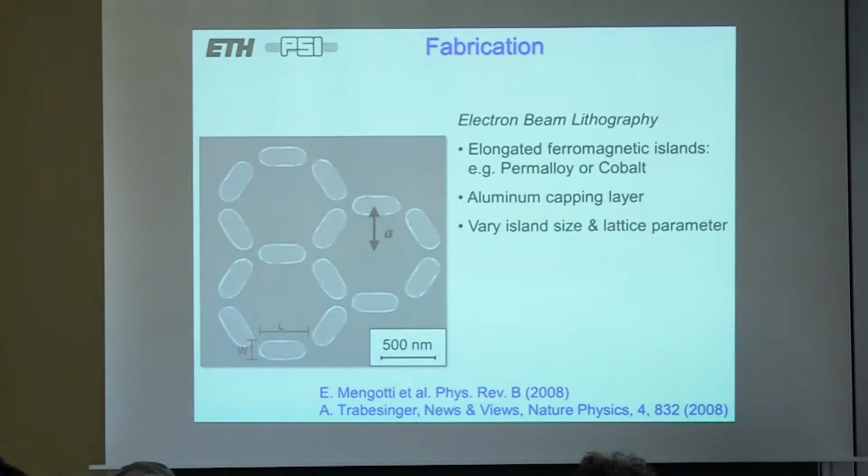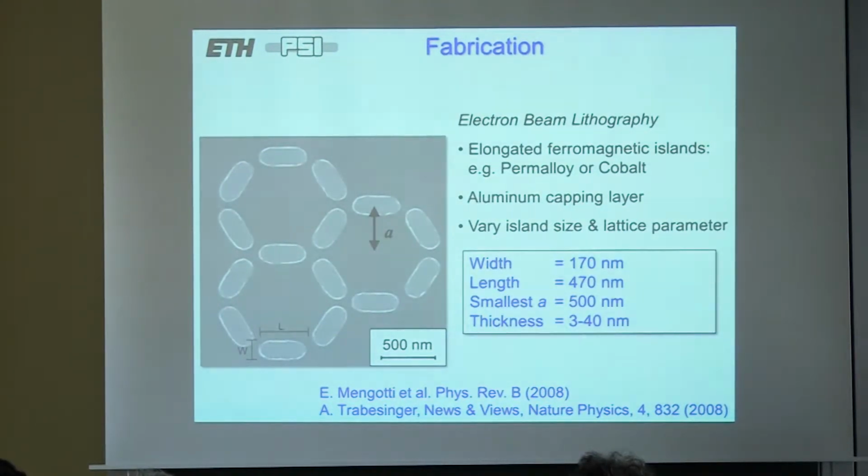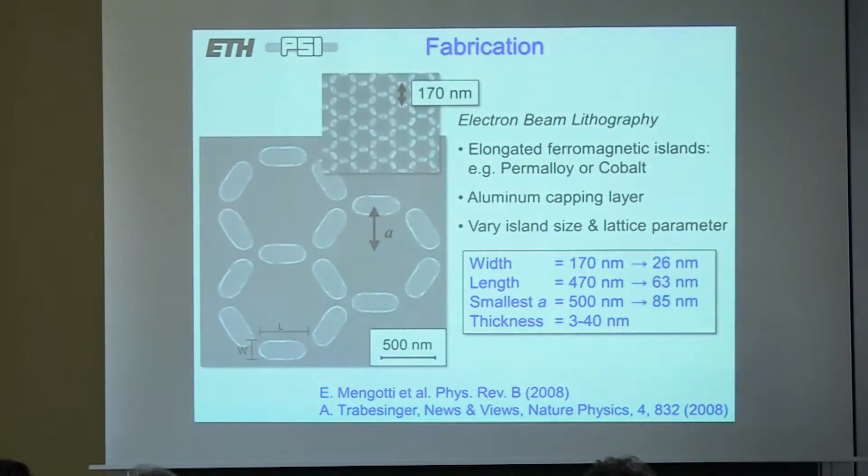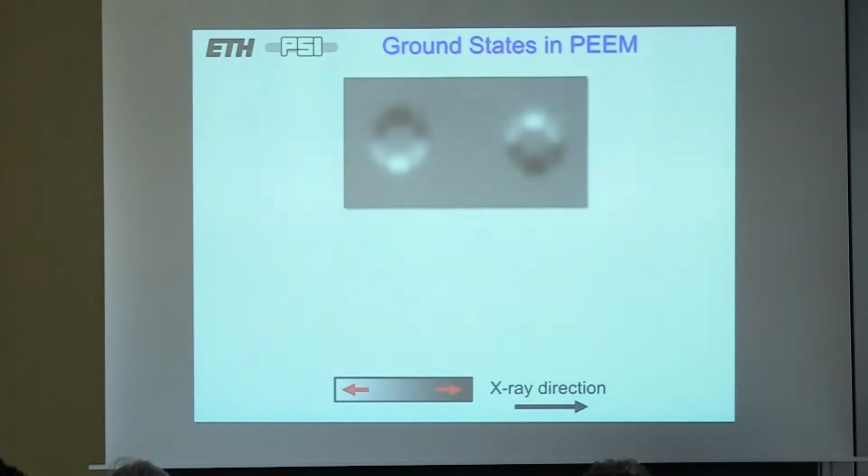This is how we manufacture them with electron beam lithography. They can be made from simple ferromagnetic thin film materials, here permalloy or cobalt. Typical sizes are widths of about 200 nanometers, lengths of about 500 nanometers, and thicknesses between 3 and 40 nanometers. We've also made much smaller nanomagnets, going down to 30 by 60 by 90 nanometers. So you can make them at different sizes. And you can image the magnetic states with microscopy techniques. This is actually photoemission electron microscopy taken at a synchrotron light source.